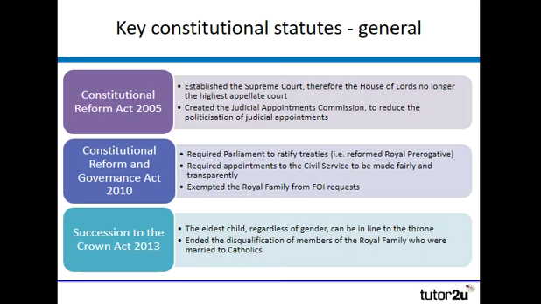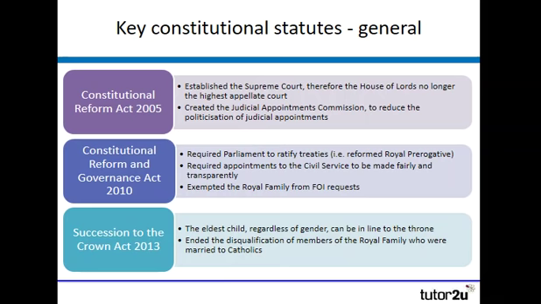The Constitutional Reform and Governance Act 2010 required Parliament to ratify treaties, in other words, changing royal prerogative just a little, required appointments to the civil service to be made fairly and transparently, and exempted the royal family from freedom of information requests.